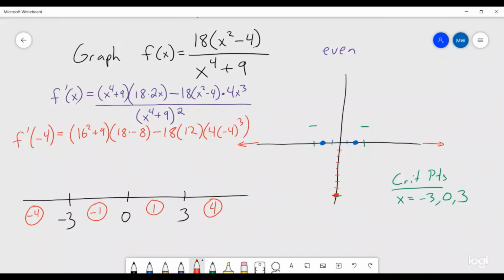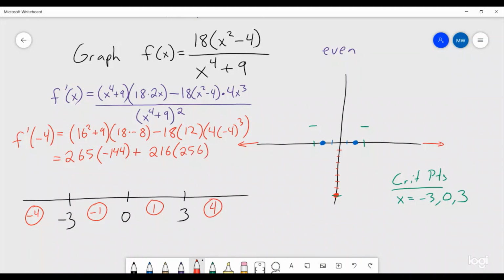So we'll figure out what that is in a sec. And then the bottom's positive, so let's just look to see what these are. So 16 squared, that's 256. 256 plus 9, that's 265, times negative 18 times 8. What is that? 18 times 8, that's 144, so that's times negative 144. But then we add to that 18 times 12. Let's see, 18 times 12, that is 216, times 4 to the 4th. So that's another 256.